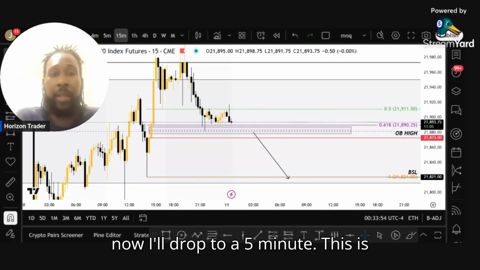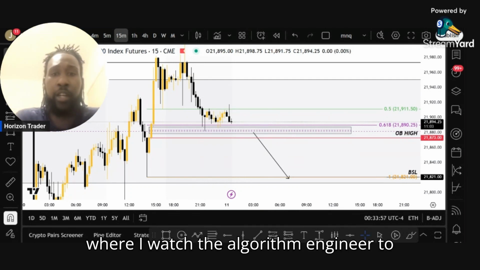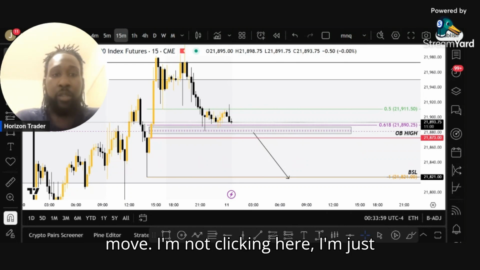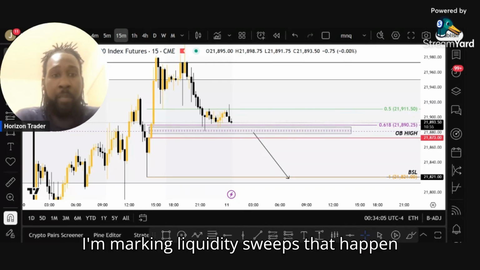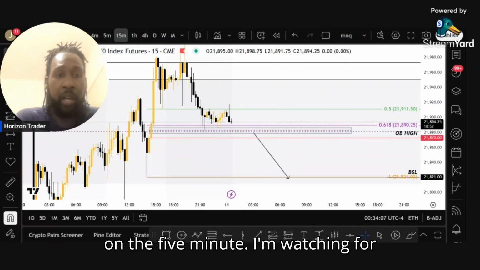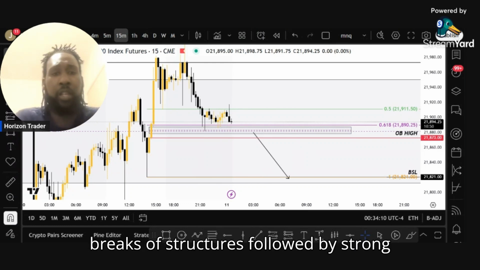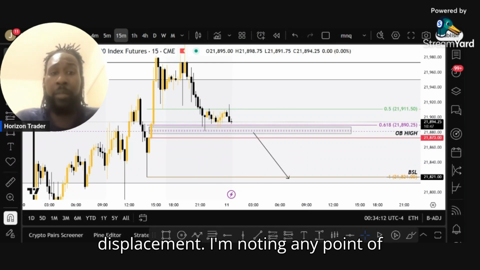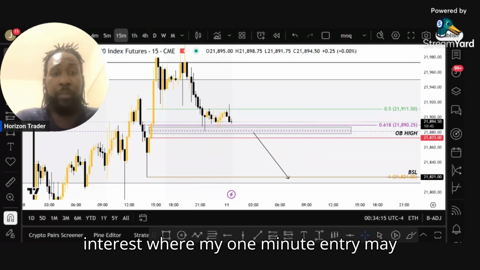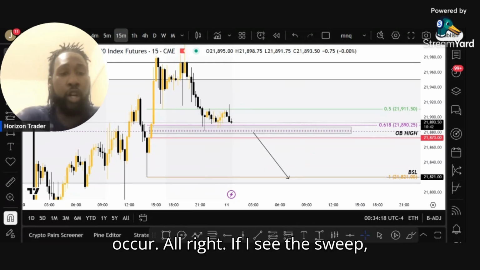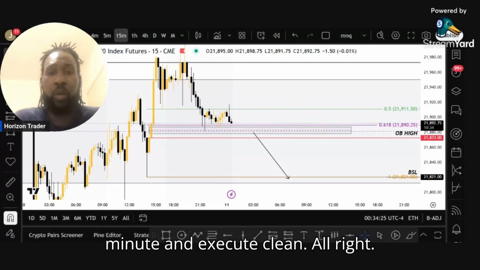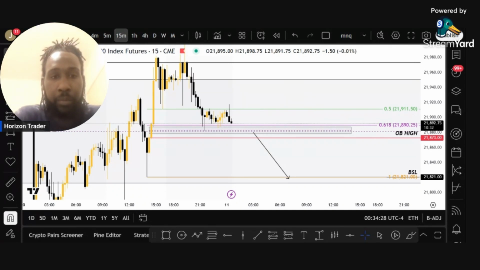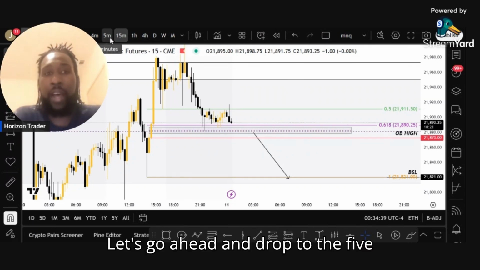Now I'll drop to a 5-minute. This is where I watch the algorithm engineer the move. I'm not clicking here. I'm just waiting for signals, okay? Marking liquidity sweeps that happen on the 5-minute. I'm watching for breaks of structure, followed by strong displacement. I'm noting any point of interest where my 1-minute entry may occur, all right? If I see the sweep, the break of structure, the displacement, that's my green light to move to 1 minute and execute clean, all right? Let's go ahead and drop to the 5-minute.